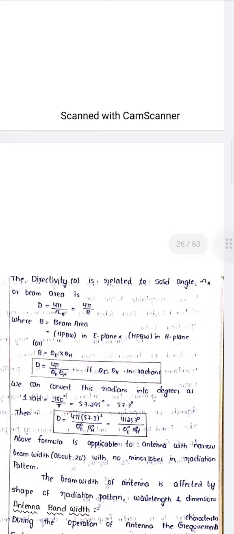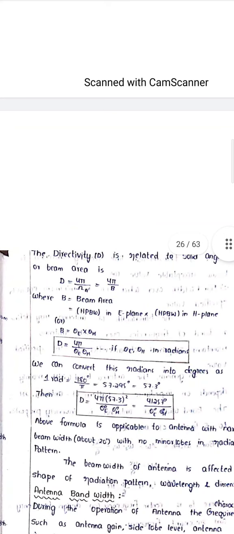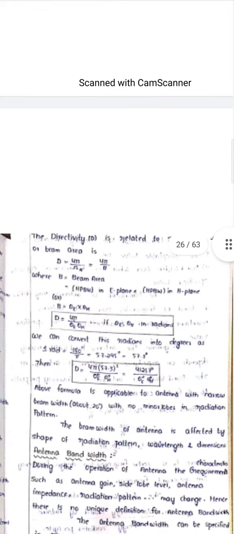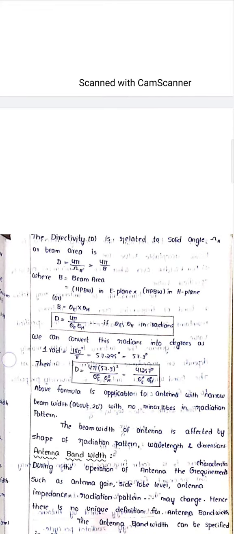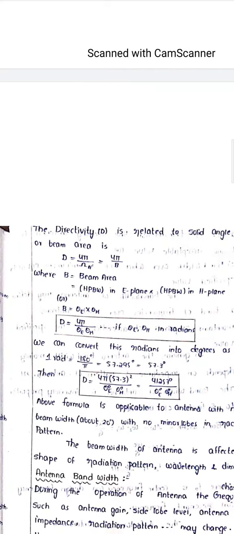The directivity is related to the solid angle or beam area. Directivity is equal to 4 pi divided by solid angle, 4 pi by B, where B is the beam area, the product of the beam widths in the E plane and H plane.